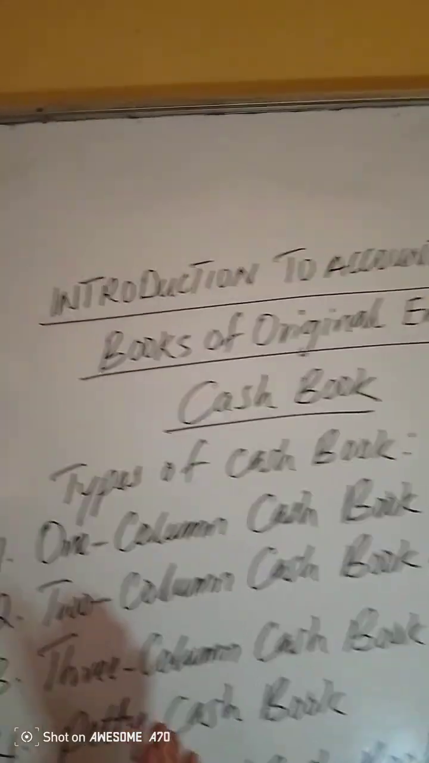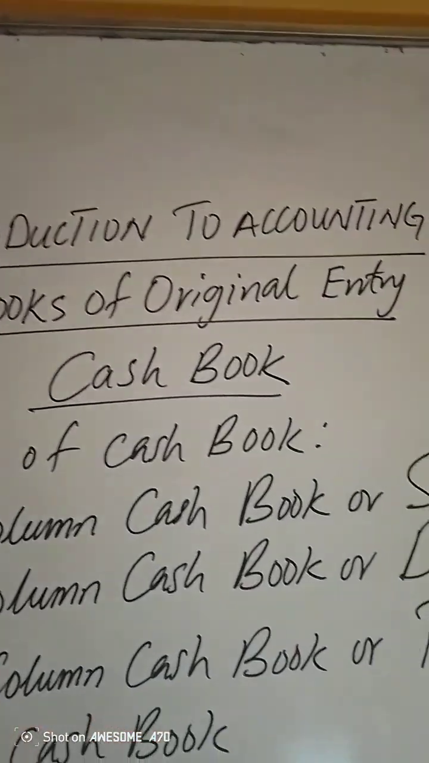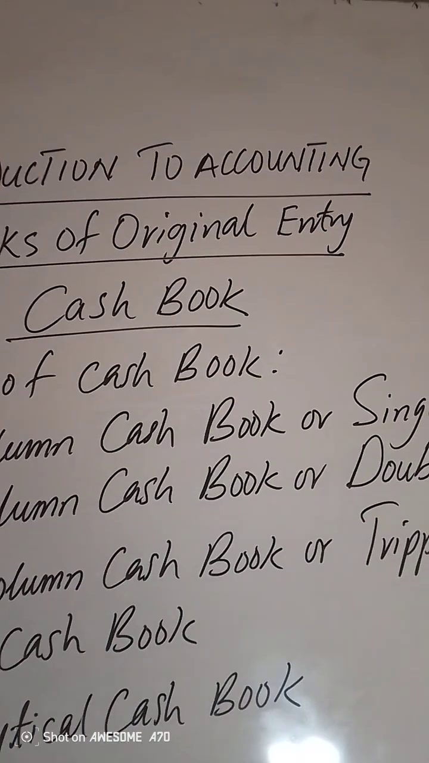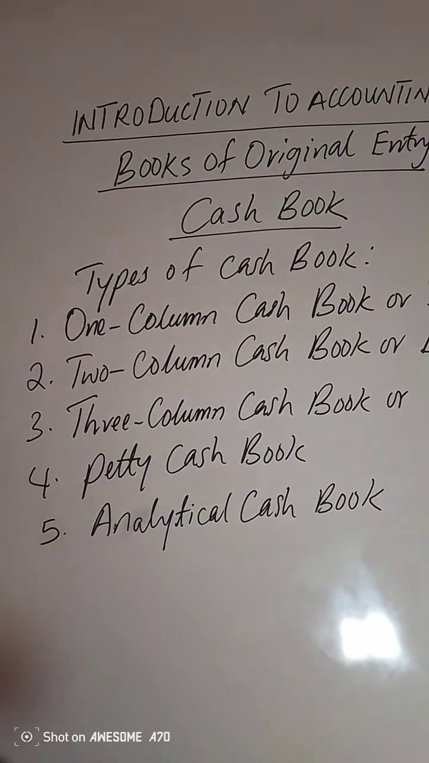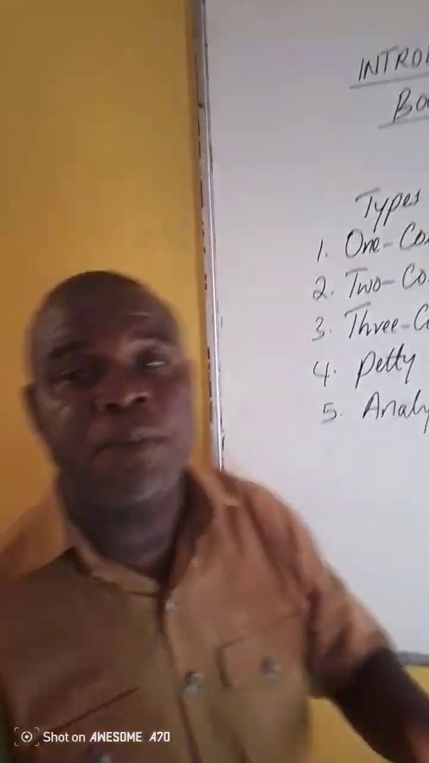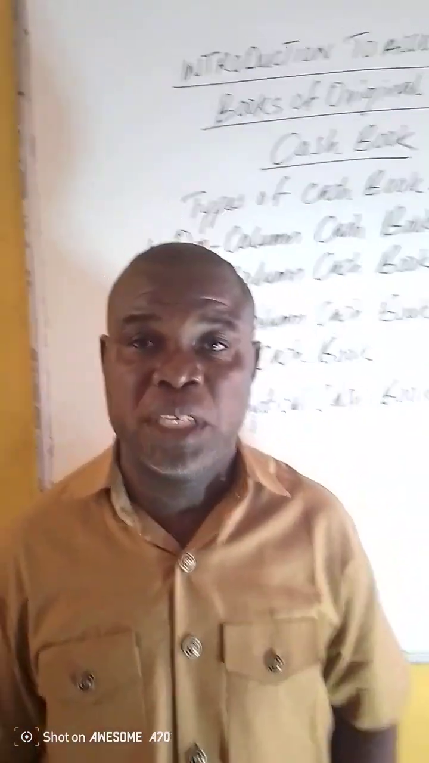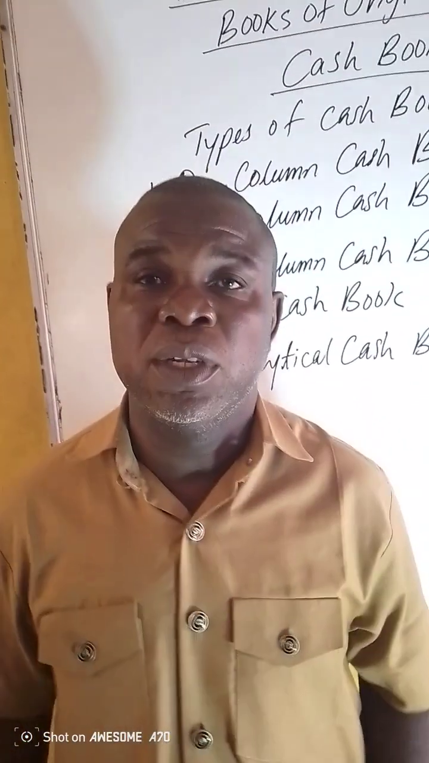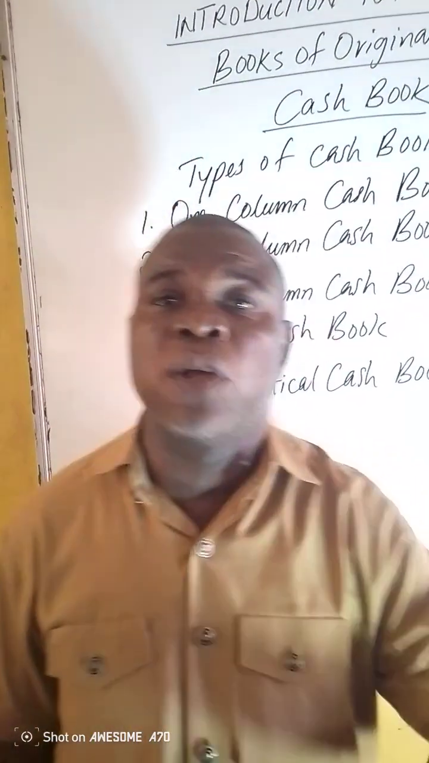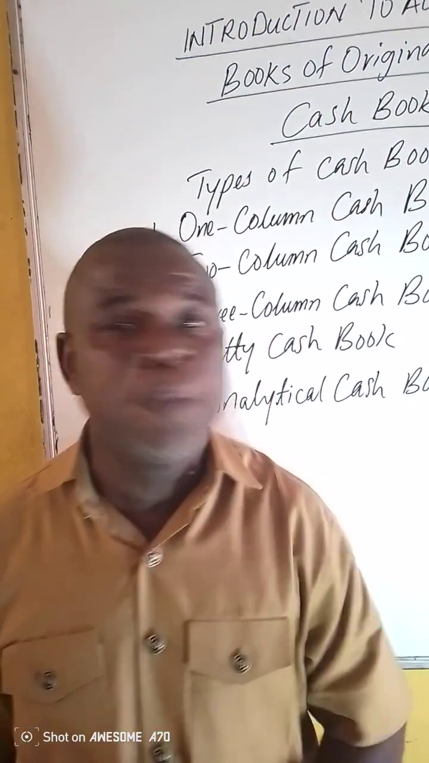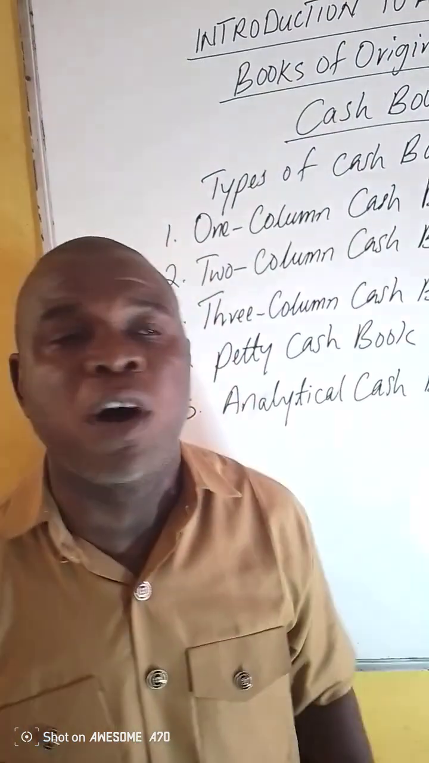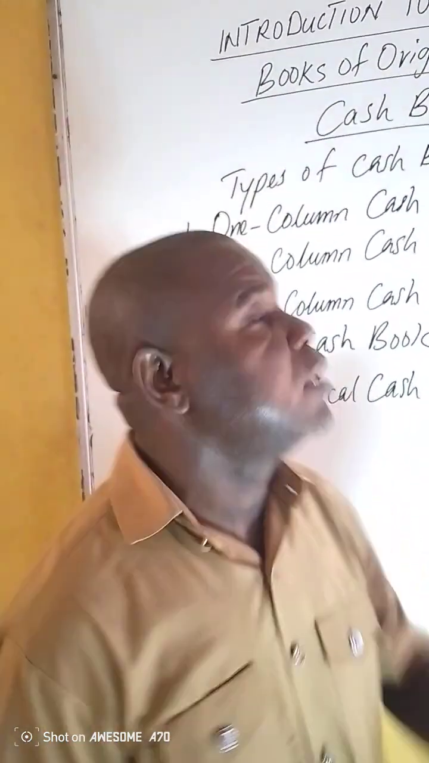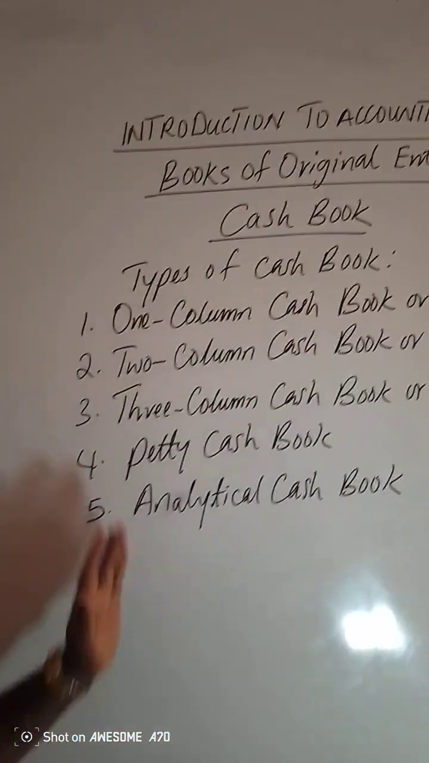In today's video, we are going to continue from a new topic, which is books of original entry, under Introduction to Accounting. And I want you to know that I mentioned all the books of original entry. Number one was the CASHBOOK. CASHBOOK is one of the most important books used by businesses, individuals, organizations, non-profit making, all forms of businesses use CASHBOOK most. So now, let's look at the CASHBOOK.